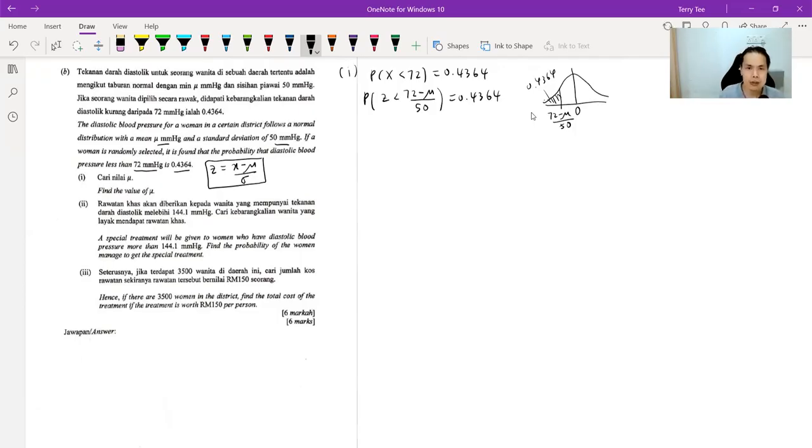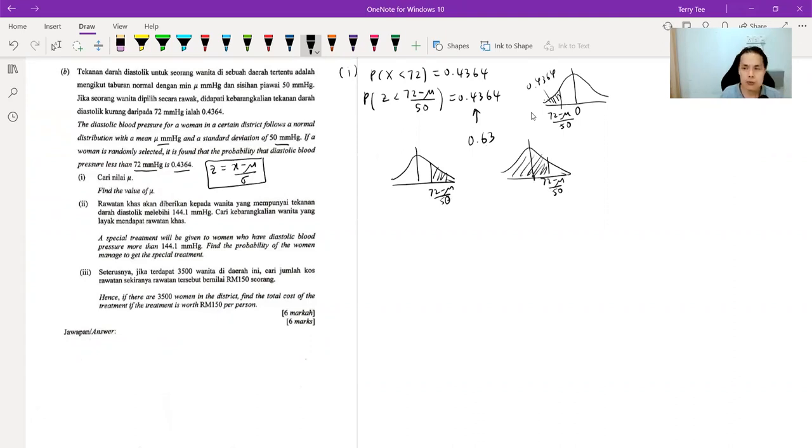Now, be sure you do a rough sketch because it depends on a couple of things: the sign and the probability. For example, if your sign is greater than, then you need to draw on the right, so 72 minus mu over 50 is now on the right. If your probability, instead of 0.43, is let's say 0.63, then the z value is on the right, however the area is now on the left.